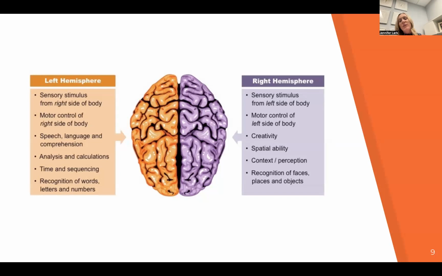Whereas your right hemisphere, again, controls sensory stimulus and motor control of the left side of the body. And it's more active in things involving creativity, spatial ability, context and perception, and recognition of faces, places, and objects.